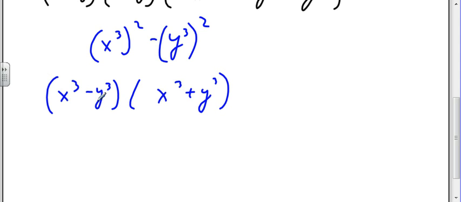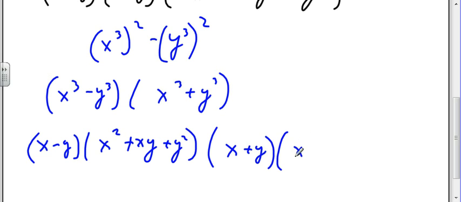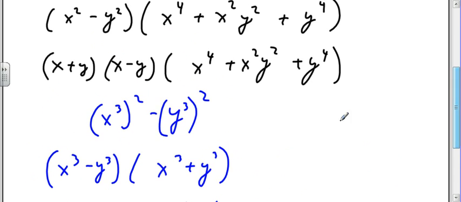And then I could take this and say, well, this is (x minus y) times (x squared plus xy plus y squared), times (x plus y) times (x squared minus xy plus y squared). And now I've got 1, 2, 3, 4 factors sitting there, and the first time I only had 1, 2, 3, with no earthly way to factor that one, right?